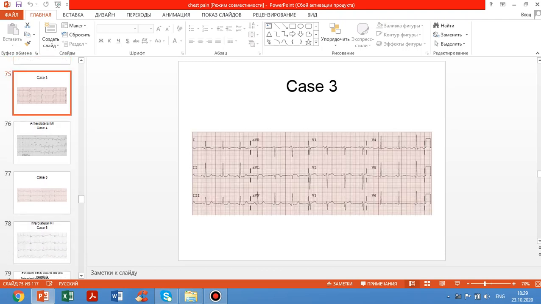On this slide, you can see the elevation in the first lead. In AVL, you can see the elevation, and V5 and V6 leads, and reciprocal changes beside these leads, you can see the depression in the third and AVF leads.